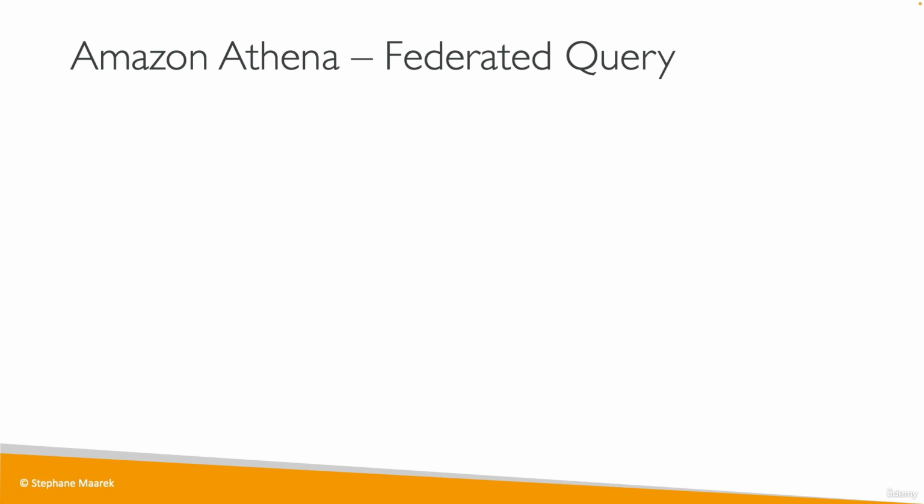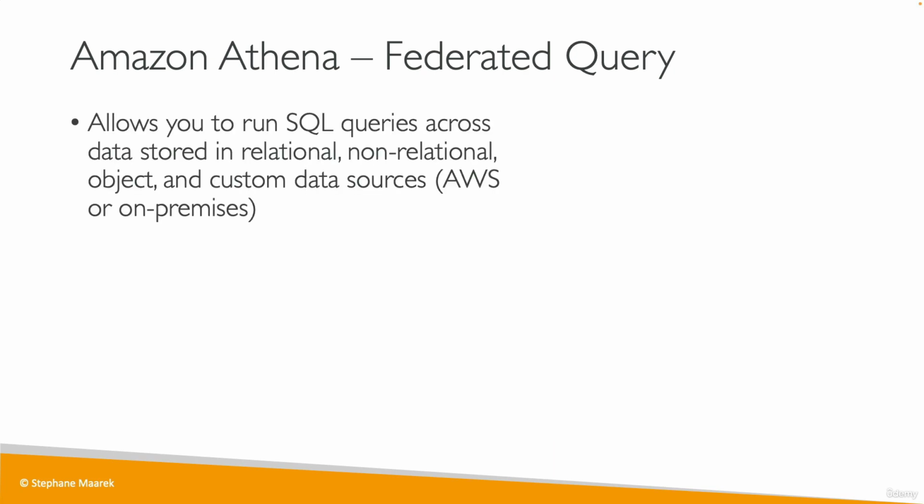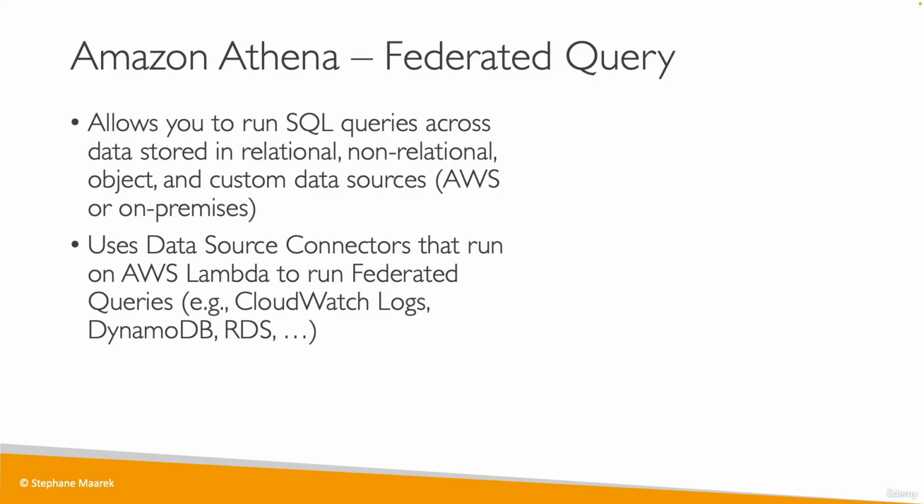You know that Athena can query data in S3, but actually you can query data anywhere. For example, in relational or non-relational databases, you can query objects and custom data sources, whether on AWS or on premises. How? Well, you use what's called a data source connector. It's a Lambda function, and that Lambda function is going to run the federated queries in other services. That could be, for example, CloudWatch Logs, DynamoDB, RDS, and so on.